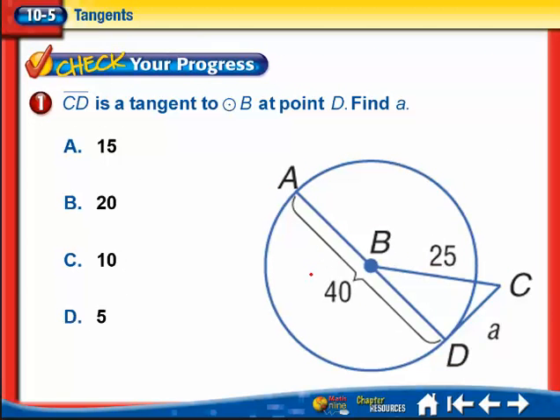Okay, here's another one. CD is a tangent, so I immediately know to draw this right angle box. If AD, this entire diameter, is 40, what is BD, the radius, going to be? 20. Is this a Pythagorean triple? Am I multiplying two different numbers here by the same number? I'm multiplying 4 by 5 here, and I'm multiplying 5 by 5. So if this is a 3, 4, 5 Pythagorean triple, I would multiply the 3 by 5 and get 15. So A is 15.